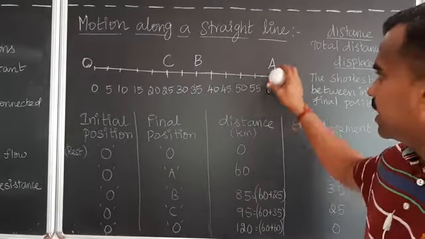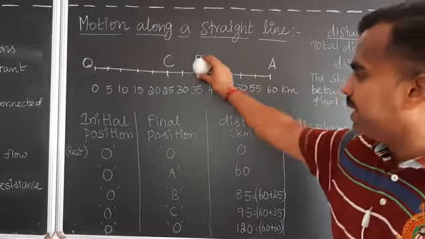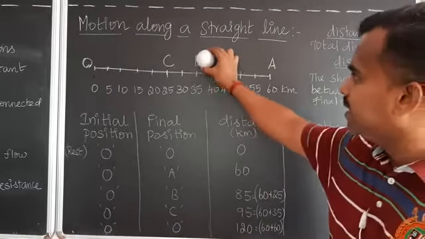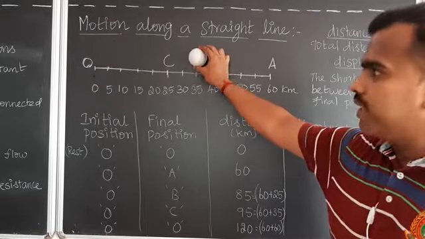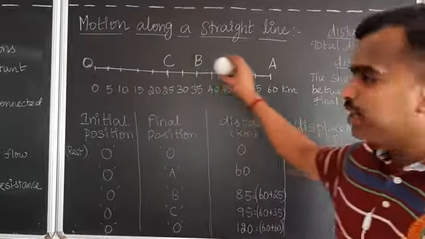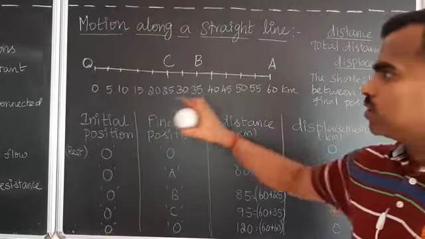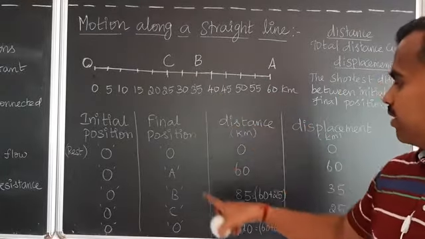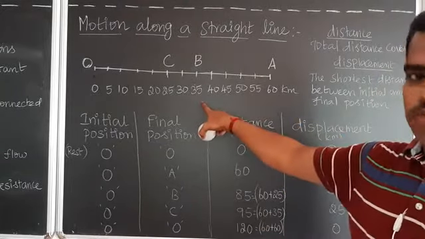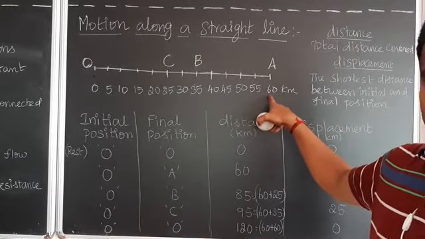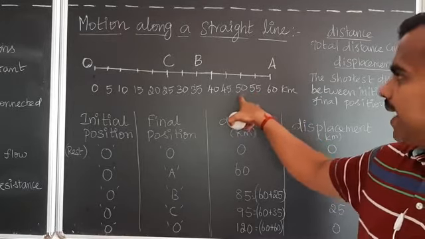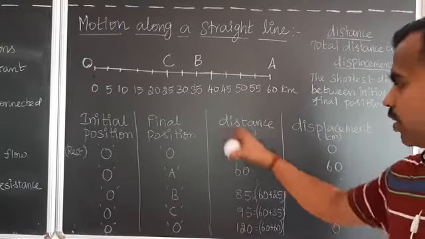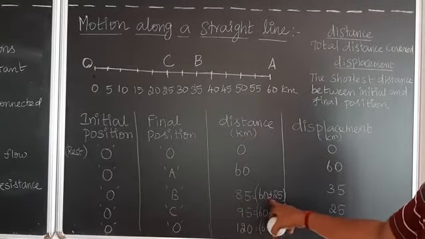Now the ball moves to B, the third condition. The initial position is O and the final position is B. What about the distance covered? It starts, goes to A and returns back. 0 to A is 60, and from A to B it is 60 minus 35, which gives 25. Counting 5, 10, 15, 20, 25, that is 25 kilometers from A to B. So the total distance covered is 60 plus 25, that is 85.